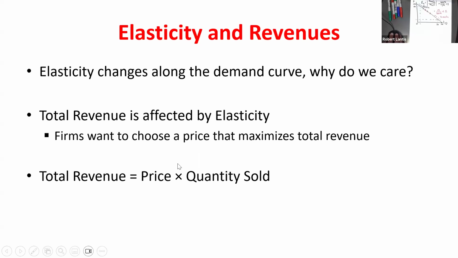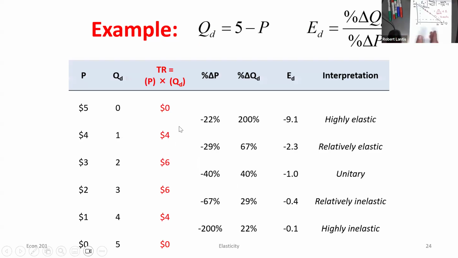So we're going to use this equation for total revenue to then think about, okay, if I have elastic or inelastic demand, do I want to increase or decrease the price? Okay. So I'll show you some numbers first, and then I'll do a more general version using some arrows to think about this relationship.